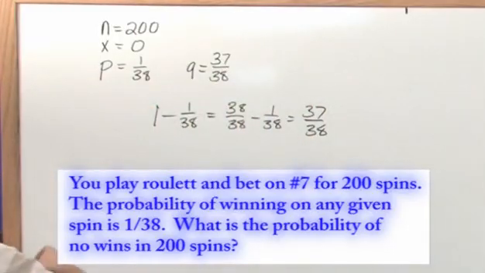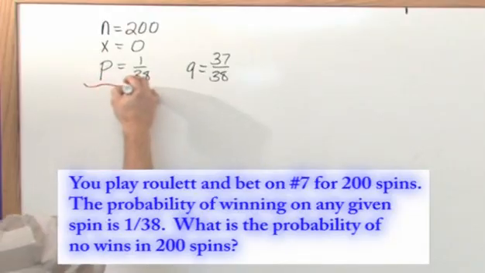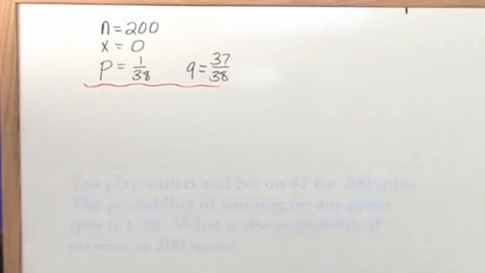That's the probability of actually not winning on that particular spin of the roulette wheel. Okay, so we know P, Q, X, and N. That's everything we really need for the binomial. But let's check, can we use the Poisson approximation?